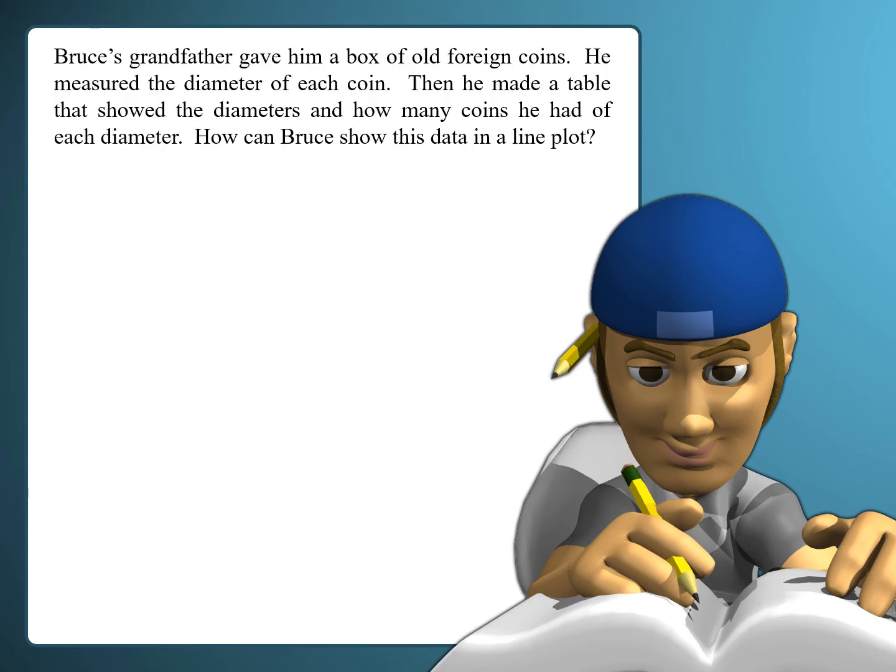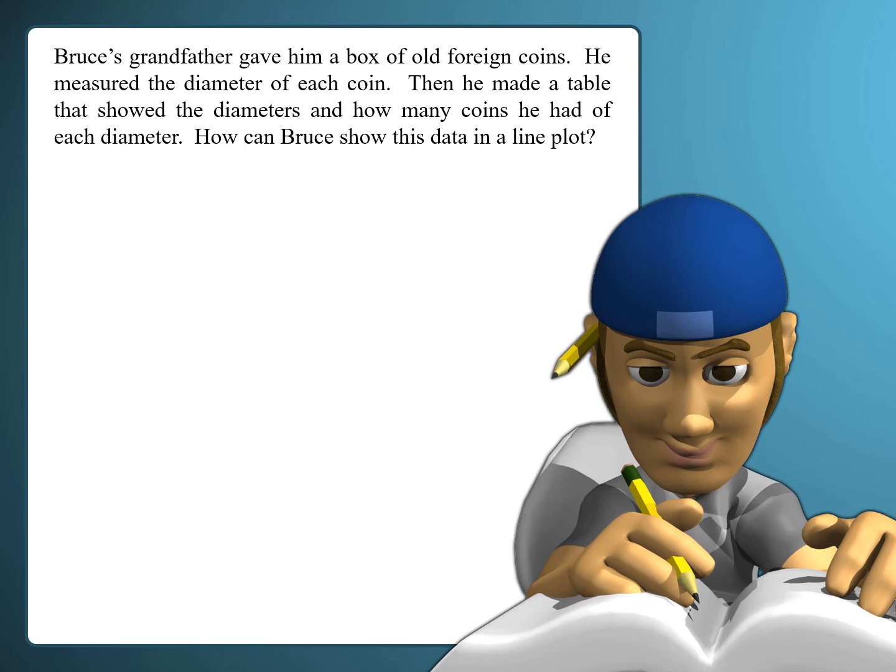So let's look at another example. Bruce's grandfather gave him a box of old foreign coins. He measured the diameter of each coin. Then he made a table that showed the diameters and how many coins he had of each diameter. How can Bruce show this data in a line plot? This is an example that you will find on page 251 of your lesson for today.